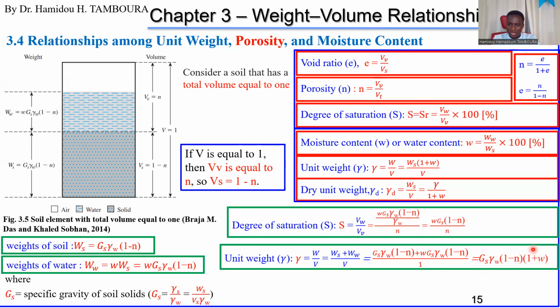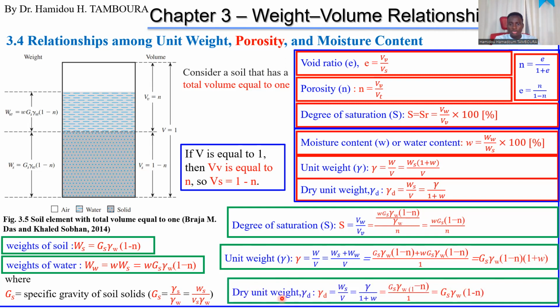Let's continue. The unit weight can be given by this formula, okay? And the next one, the last one, is the dry unit weight. The dry unit weight means there is no water, so the only weight we will have is the weight of the solid divided by the total volume. So it means only this one, okay? The total volume is 1. So we will just get this as the dry unit weight.